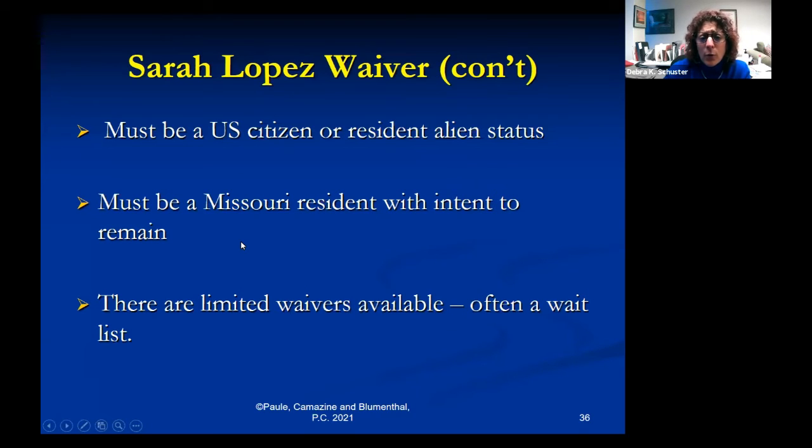You must be a U.S. citizen or a resident alien to qualify for this, and a Missouri resident for the Sarah Lopez waiver with the intent to remain. Now, every state has its own waiver programs, which vary widely by state, because Medicaid is a creature of both federal and state participation. As we just saw, Missouri, by voter approval, approved Medicaid expansion, but the Missouri legislature is not going to fund appropriations for it. Illinois has a very different Medicaid program, so it really depends on where someone lives to determine what is best for one's Medicaid needs if you're going to apply for Medicaid. And there are often limited waivers available, and there's often a wait list.